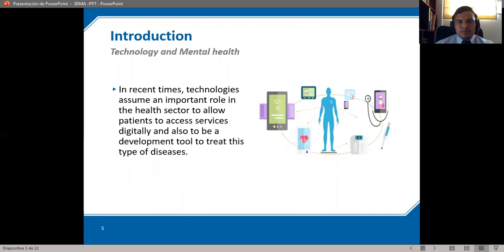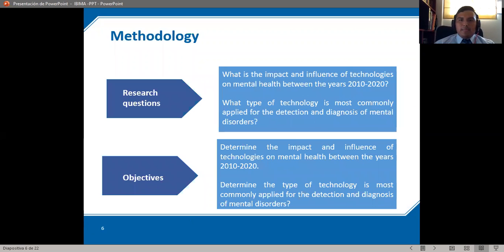In recent times, technologies have had an important role in the health sector, allowing patients to access services and also serving as a development tool to treat these diseases. Research question: what is the impact and influence of technologies on mental health between the years 2010 and 2020? What type of technology is most commonly applied to the detection and diagnosis of mental disorders?